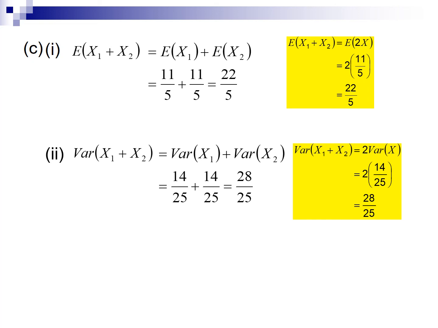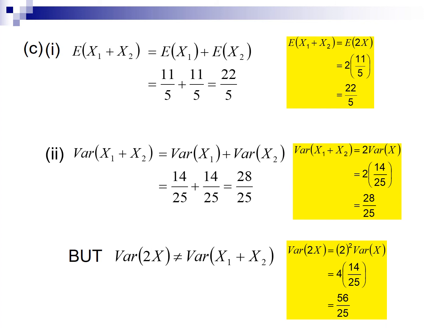However, variance of X1 plus X2 is not the same as variance of 2X. Okay, let's show the evidence. Variance of 2X using the law is just 2 squared variance X. And we have 56 over 25. Okay, remember this class. Variance of 2X is not the same as variance of X1 plus X2.